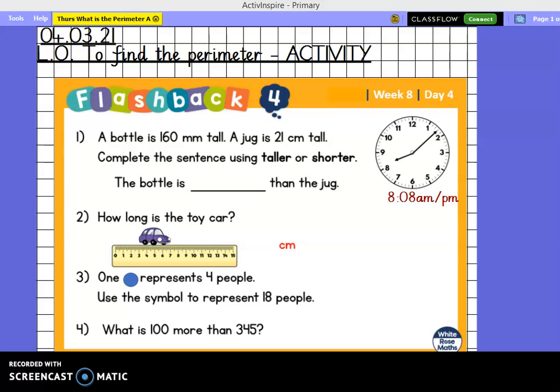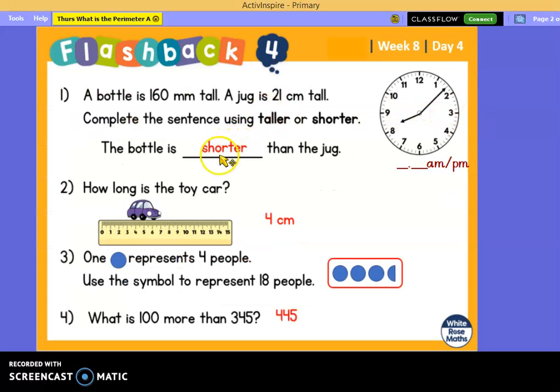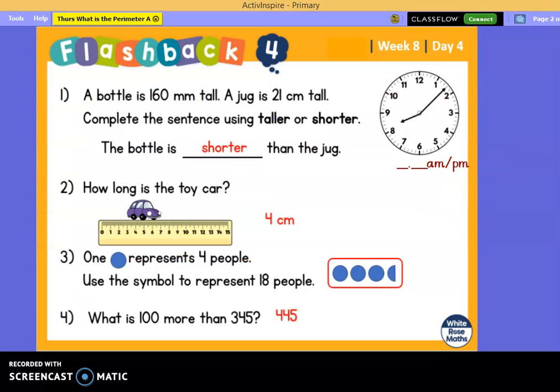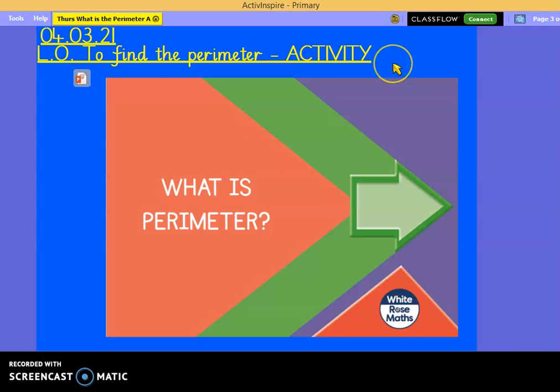Let's see how you did. The bottle is shorter than the jug because that's 16 centimeters. The toy car is 4 centimeters. That would be 4, 8, 12, and so on. Well done. And then 445, and then our time, I wrote it there, 8:08. Well done. Let's move into today's learning.